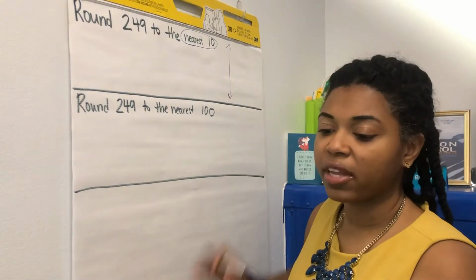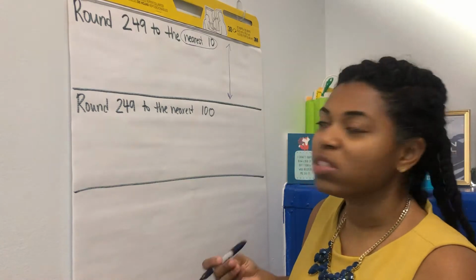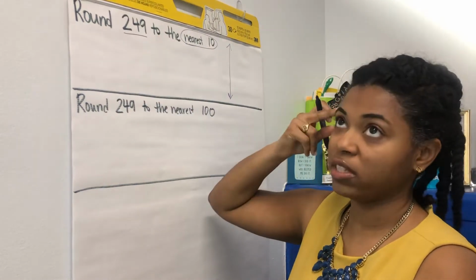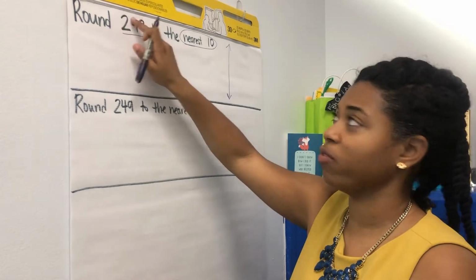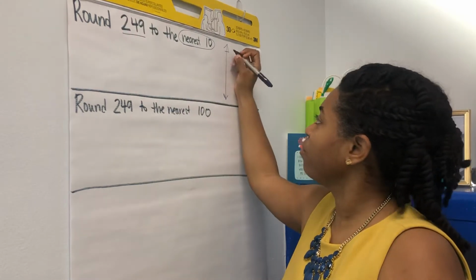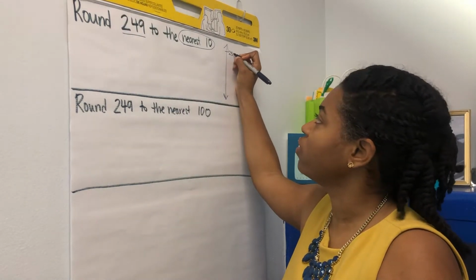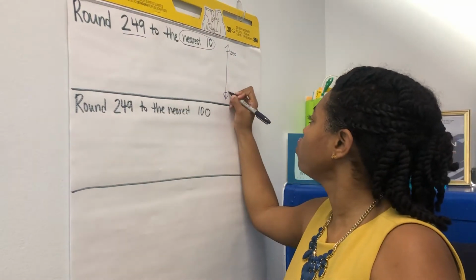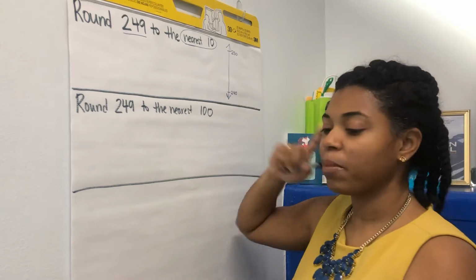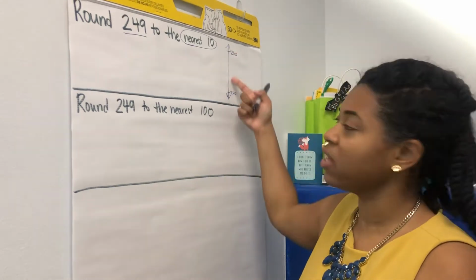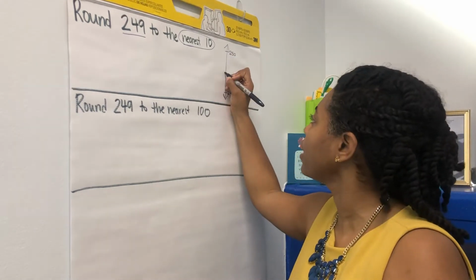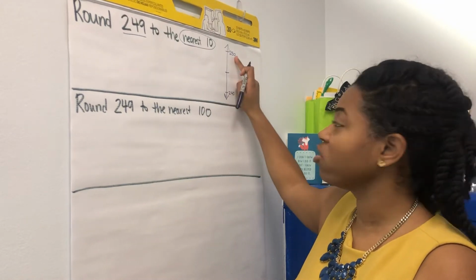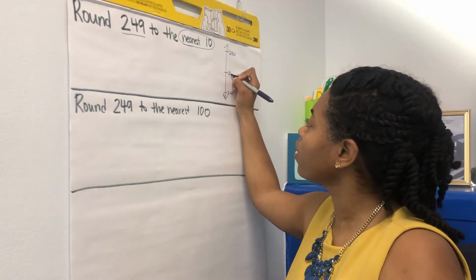Let me bring my number lines. What two tens is my number between? Here's my number. What's the 10 right before this? The 10 right before it is 250. What's the 10 right below this? It's 240. What's halfway between these two numbers? That's my midpoint. Halfway between 240 and 250 is 245.